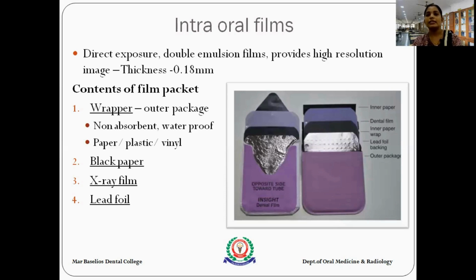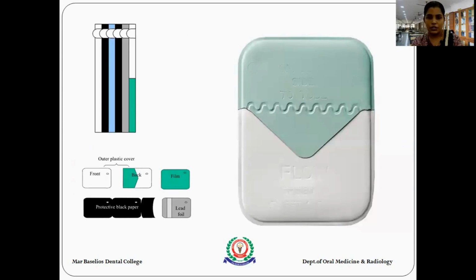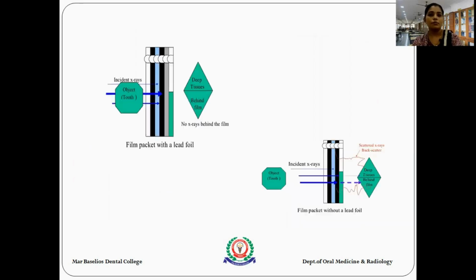So you can see the pictorial representation wherein there is an outer cover which is violet in color in this film packet. Then inside you can see there is a black paper. Once you lift the black paper, there is a film inside and also a silver colored lead foil backing. So this is a cross section of the film packet. This is an adult size film which is blue in color. And once you open, you can see inside the black paper and also the film with the lead foil. Now, what is the purpose of this lead foil inside the film packet?